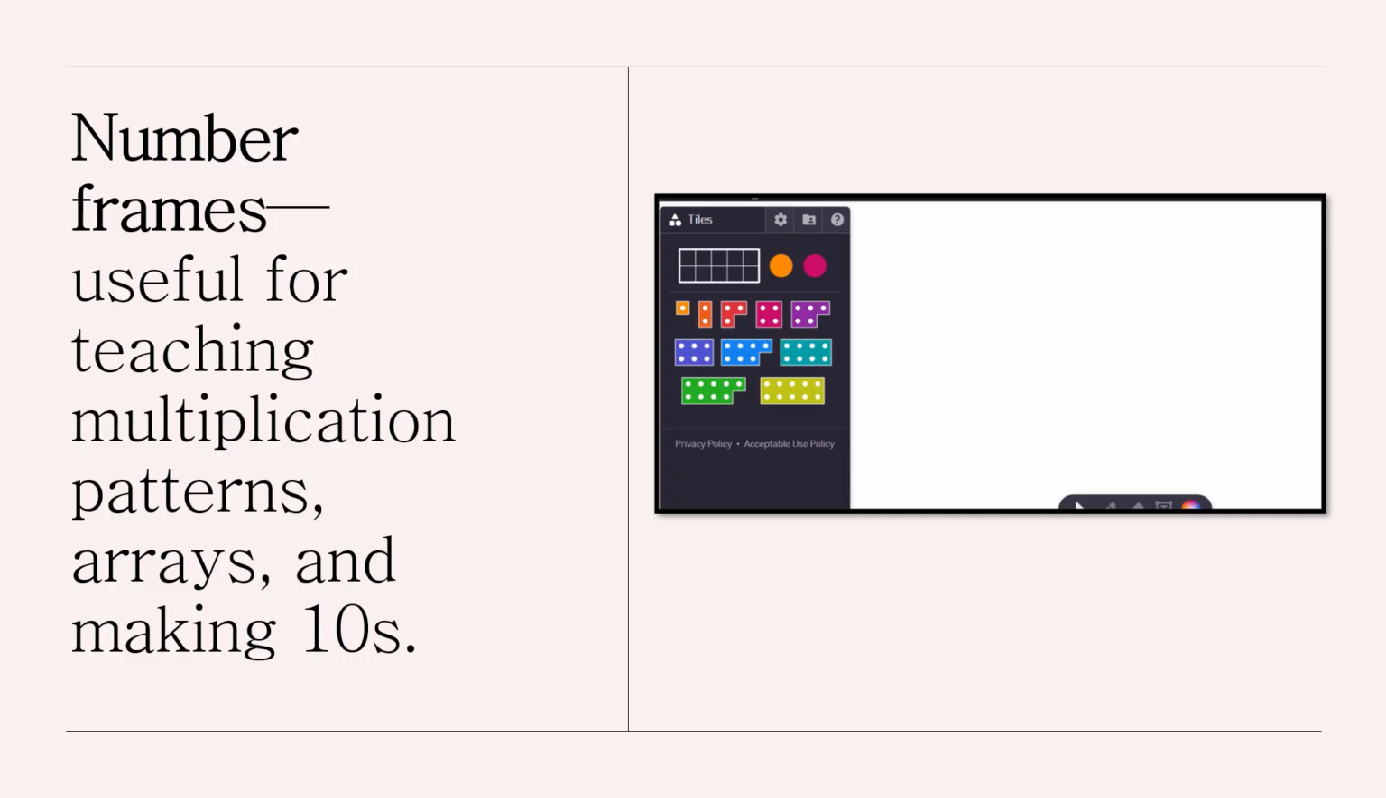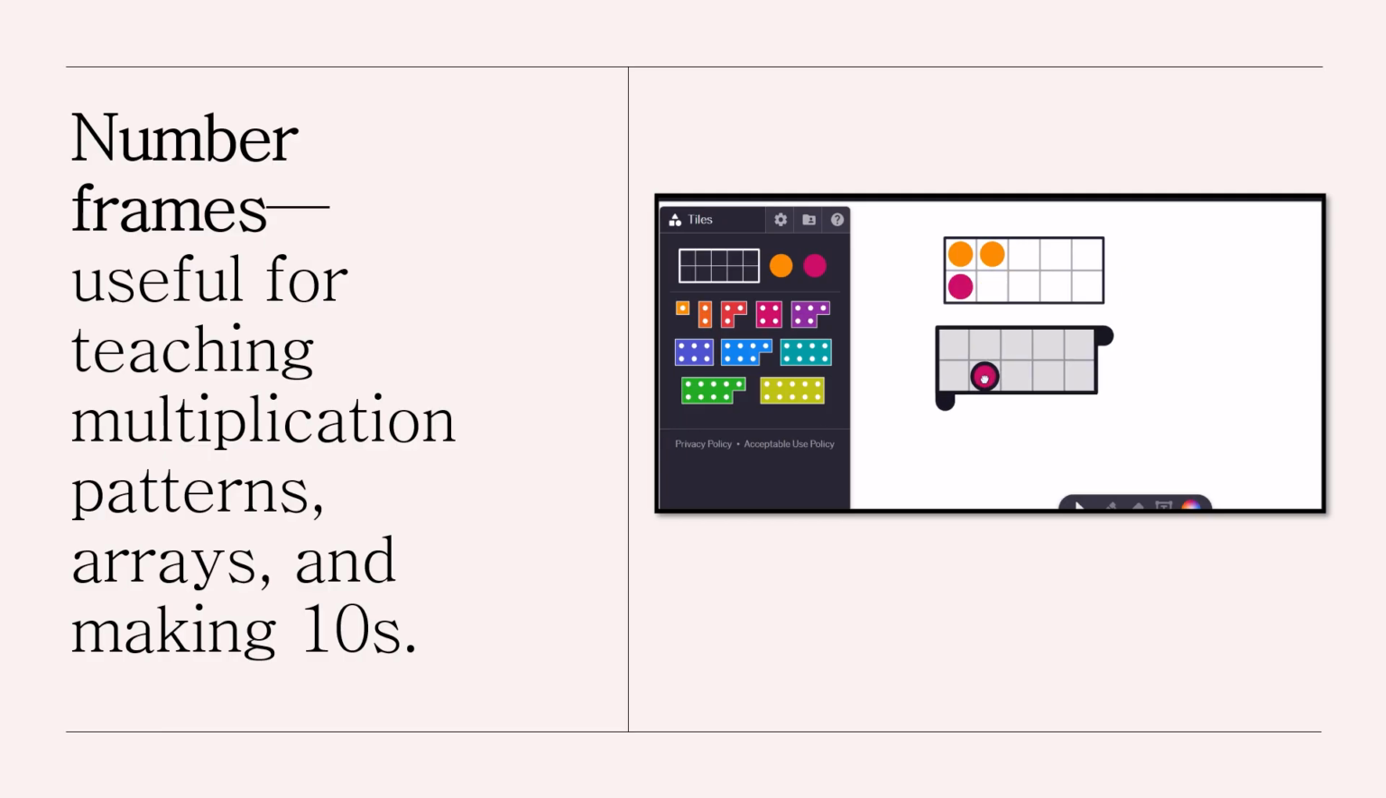The number frames are useful for teaching multiplication patterns, arrays, and making groups of 10. So you have your empty number frames, and you've got two different colors. You can make different arrangements depending on what concept you're trying to teach. And then you've got different arrangements of 1s, 2s, 3s, 4s, all the way up to building 10s. You want students to visually be able to look at these models and see how many are missing in order to make 10. So this is very useful for making those groups of 10.